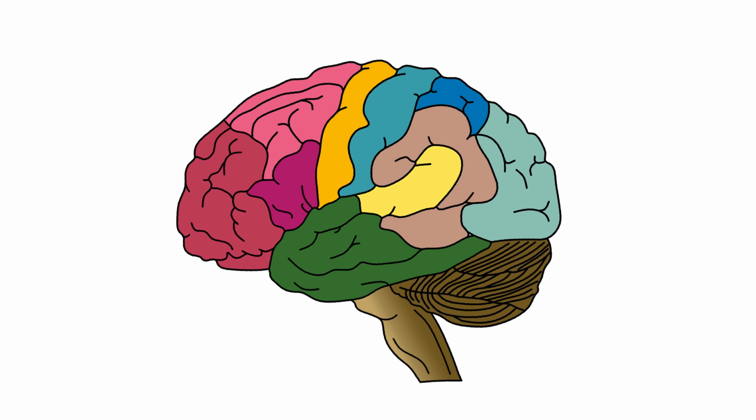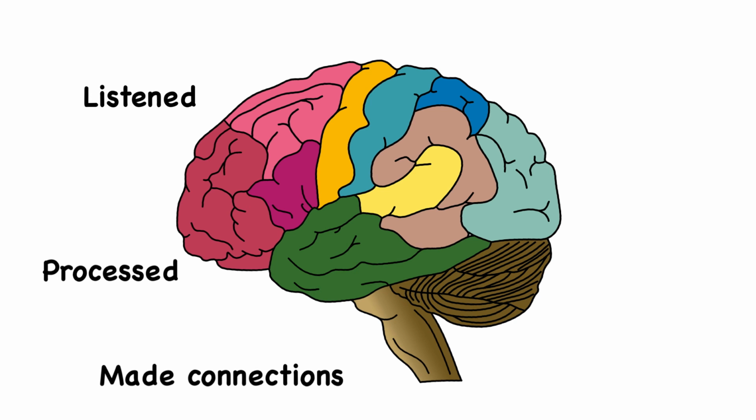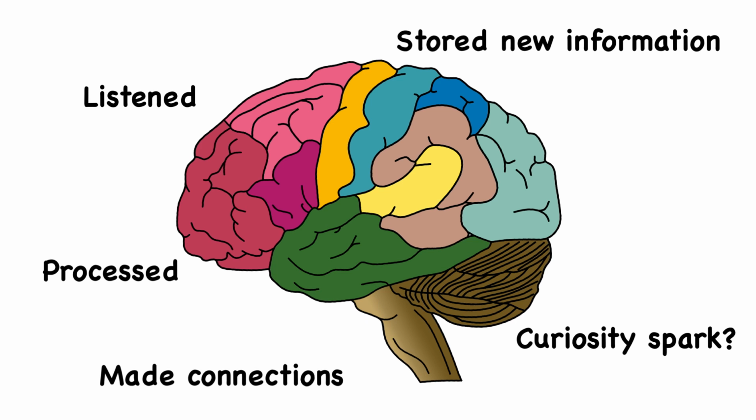Think about everything your brain just did during this video. It listened, processed, made connections, stored new information, and maybe even sparked a little curiosity. You learned how the brain protects itself, how its regions communicate, and how all of it keeps you alive and aware. Here's something amazing. Your brain contains about 86 billion neurons, each making thousands of connections, and those connections are constantly changing as you learn.